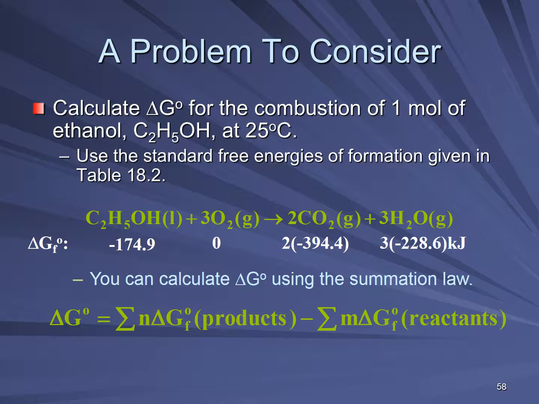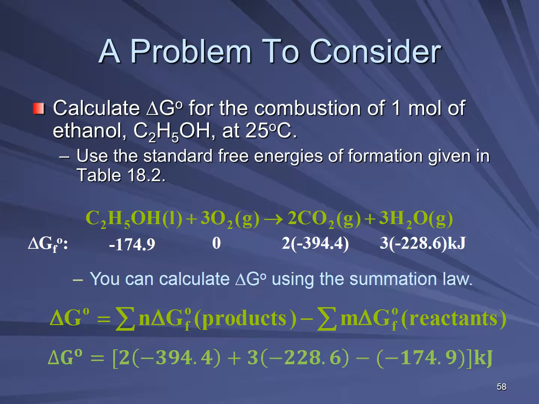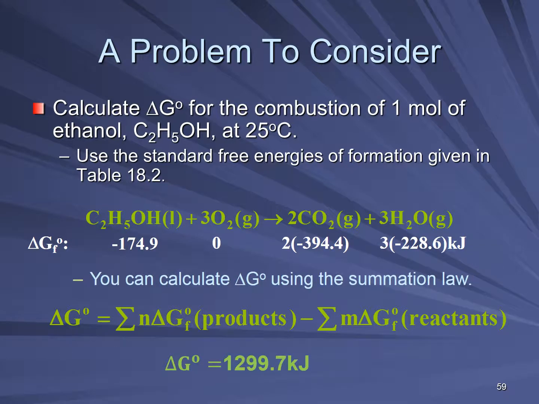In this case, we use the summation law, and we have 2 times negative 394.4 plus 3 times negative 228.6. Take that quantity and subtract 1 times negative 174.9. We get a delta G of 1,299.7 kilojoules, and it's positive. So does this reaction happen at 25 degrees naturally? This is a non-spontaneous reaction.